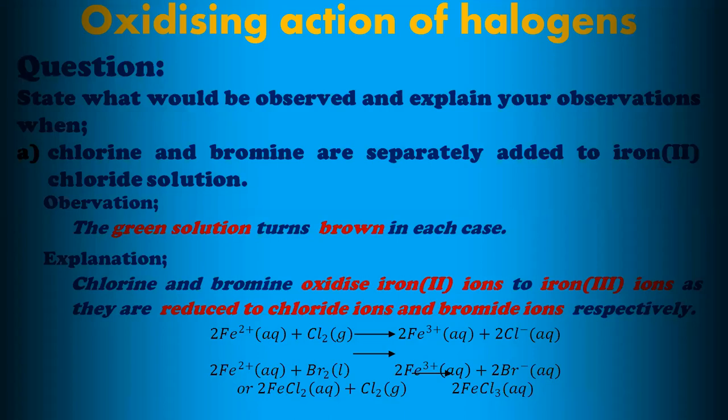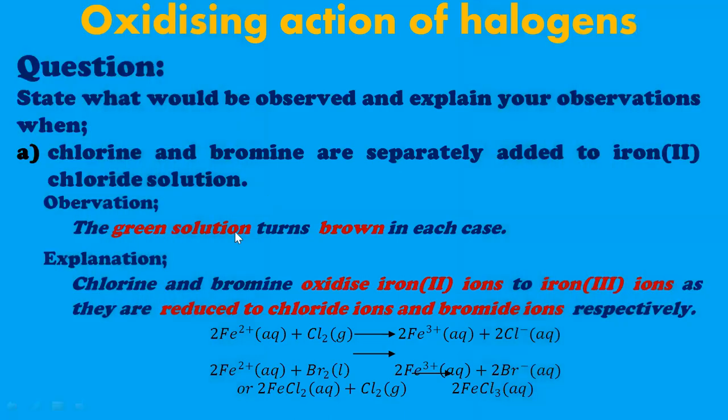So when you add chlorine or bromine to an iron 2 chloride solution, this solution is green. Chlorine is a greenish yellow gas, bromine is a red liquid. In each of the two cases, this green solution turns brown, just because the iron 2 ions are oxidized to iron 3 ions. The question tells us to state what is observed and then explain our observation. So our observation in each of the cases is that the green solution turns brown. And then what's the explanation?